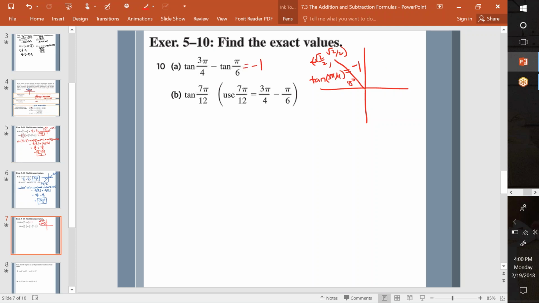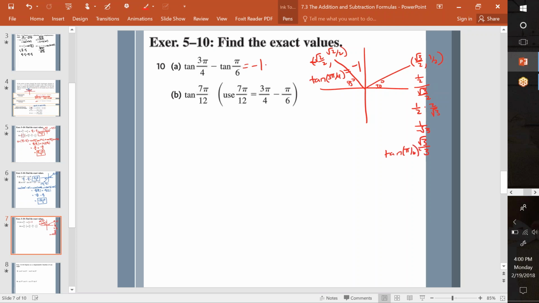Pi over 6 is 30 degrees. So that is going to be, let's see, we just did that one. That was square root of 3 over 2 and 1/2. So 1/2 over square root of 3 over 2, multiply by the reciprocal. It's 1 over the square root of 3 or square root of 3 over 3. So that's the tangent of pi over 6.